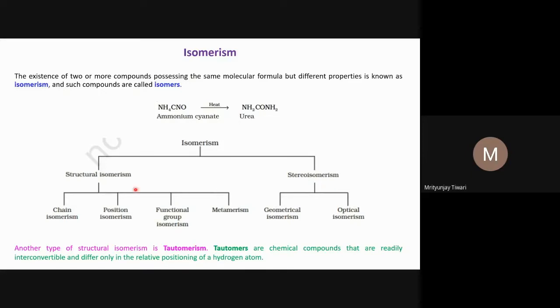The structural isomerism is of four types. Basically, we classify it in the four different groups: the chain isomerism, position isomerism, functional group isomerism, metamerism. However, we also talk about some more type of structural isomerism.